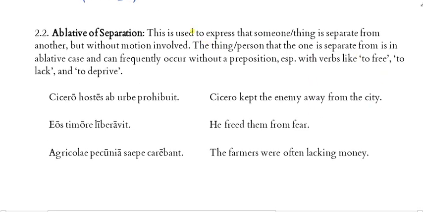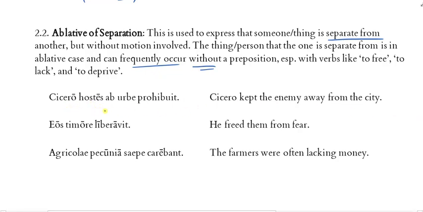Now, with the ablative of separation, this is used to express that someone or something is separate from another, but without motion involved. The thing or person that the one is separate from is in the ablative case and can frequently occur without a preposition, especially with verbs like to free, to lack, and to deprive. And we'll learn verbs like this in our chapter vocabulary. So let's look at these three examples here.